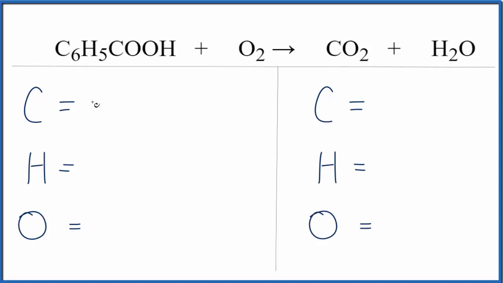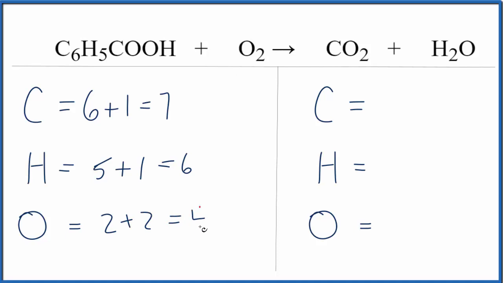We have this carbon here. We have 6 of these plus that one there. So that's 7 carbons. Hydrogens, we have 5 of those plus the one right here. That gives us 6. Oxygens, we have 2, and then we have these 2 here. So we have 4 oxygens. So make sure you count things up initially correctly or it'll be very difficult to balance.